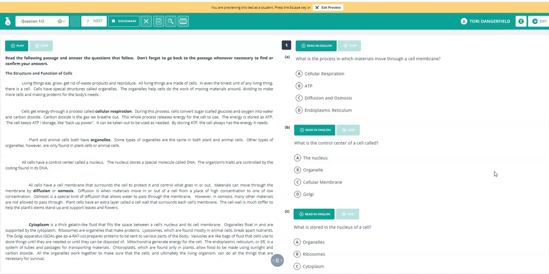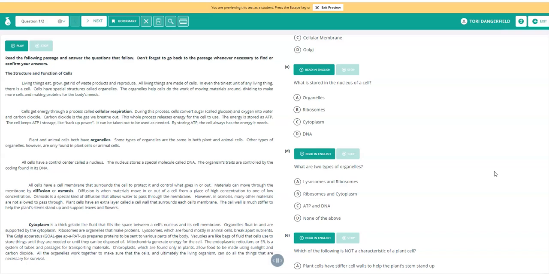Question 1A. What is the process in which materials move through a cell membrane? A. Cellular respiration. B. ATP. C. Diffusion and osmosis. D. Endoplasmic reticulum. Question 1B. What is the control center of a cell called? A. The nucleus. B. Organelle. C. Cellular membrane. D. Golgi.